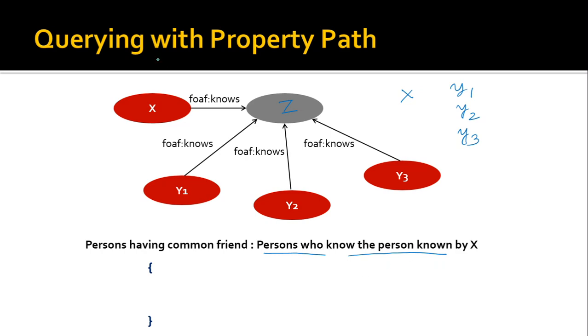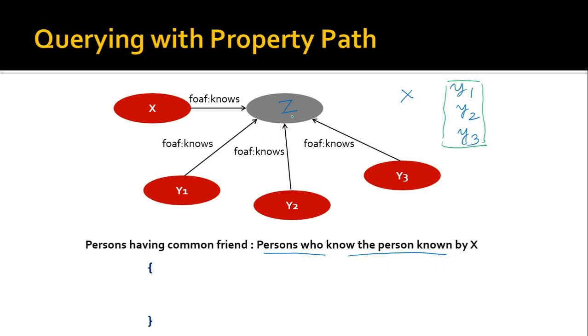So let us move to Z. Now the next question is, how do we reach Y1, Y2 and Y3? If we cannot reach Y1, Y2, Y3, we cannot have them as our output, right? So what is the trick that we are playing here? We are basically reversing all the paths.